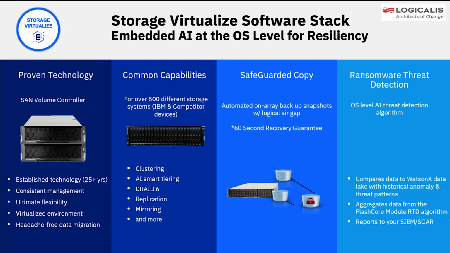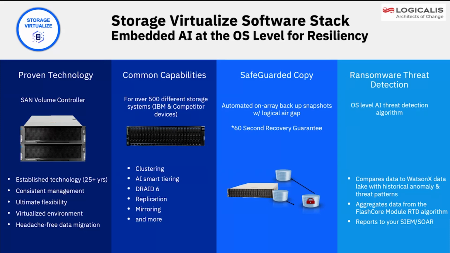So Storage Virtualize also delivers those common capabilities I talked about. So we do things like clustering. We can do AI-driven smart tiering, DRAID 6, replication, mirroring, etc. A lot more capabilities that we can talk to. And then finally, I do like to talk about the safeguarded copy piece, which is a crucial piece to a resiliency strategy.